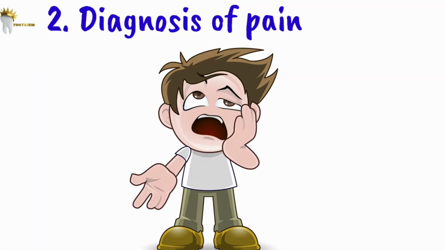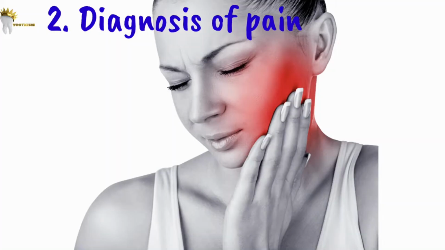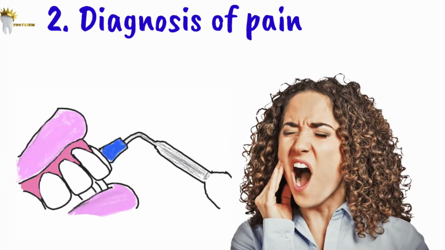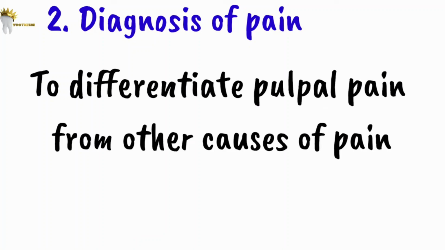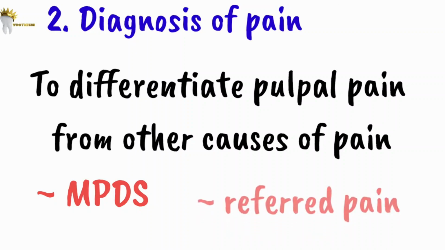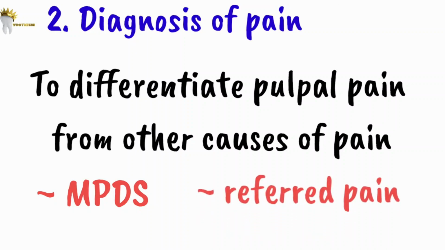So pulp tests can be used for finding the source of oral pain. It's particularly useful for the diagnosis of pain in the trigeminal area. So basically pulp tests help us to localize the pain. For example, to differentiate pulpal pain from pain that comes from other conditions like myofascial pain dysfunction syndrome or pain that is referred from other areas.